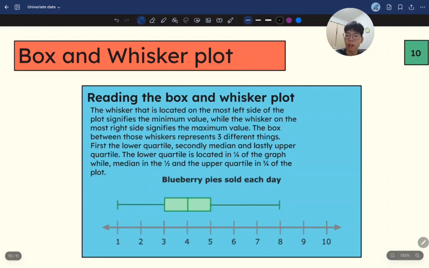Now, box and whisker plot. Reading the box and whisker plot, the whisker that is located on the most left side of the plot signifies the minimum value, while the whisker on the most right side signifies the maximum value. The box between those whiskers represents three different things. First, the lower quartile, second, the median, and lastly, the upper quartile. The lower quartile is located at 1/4 of the graph, while the median is at the half, which is 0.5, and the upper quartile being 3/4, 0.75.